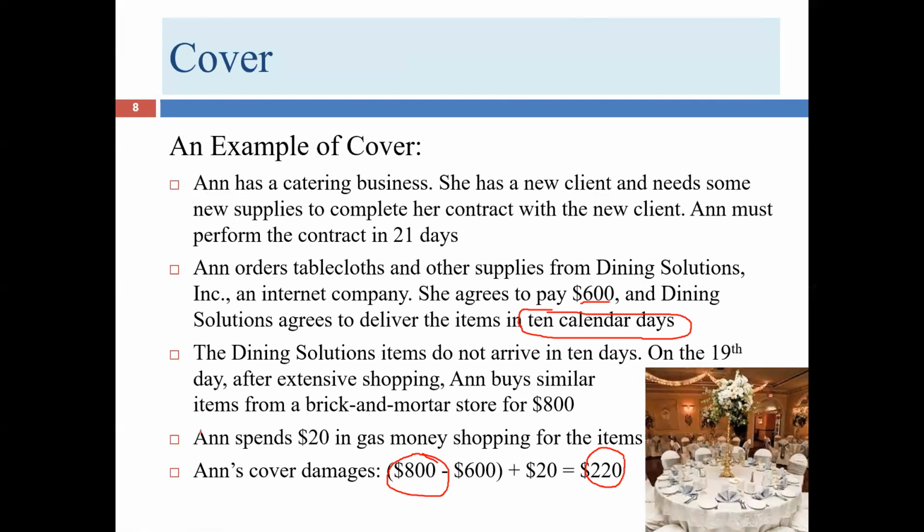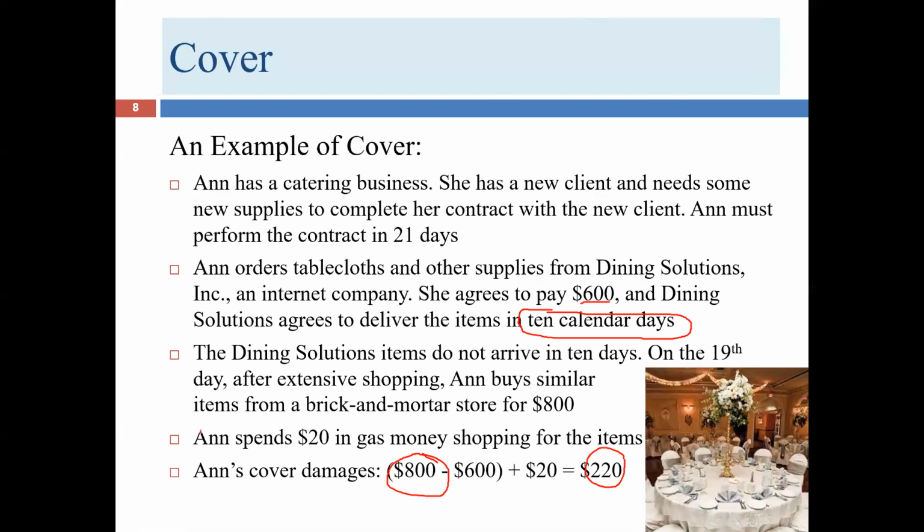So that's the customer service aspect, but there's also a legal reason why Dining Solutions may well want to anticipatorily repudiate the contract. And that is that this gives Ann more time to mitigate, more time to seek cover. The more time Ann has to seek cover, the more likely she is to seek cover at a good price. If she's having to do this the day before, the price here is going to be significantly higher because she's going to have less time to be able to shop.